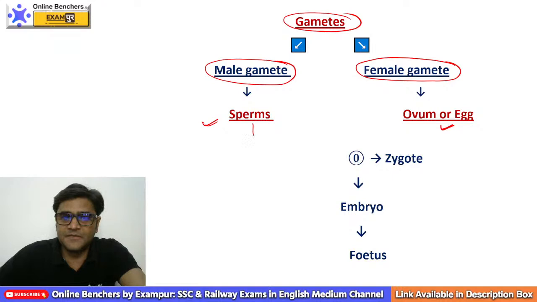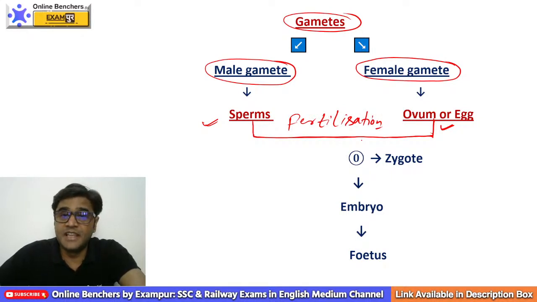You also know that fusion of male and female gamete is known as, tell me, fertilization. So fusion of male and female gamete is known as fertilization, and after fertilization, zygote is formed.